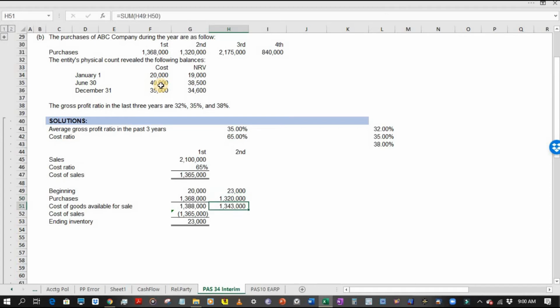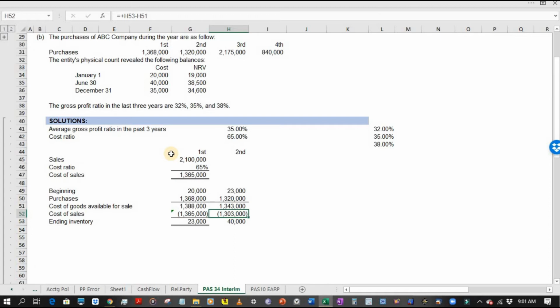So the purchases for the second quarter is 1,320,000 pesos. So our cost of sales will be dependent on the difference between the cost of goods available for sale and ending inventory. And of course, the ending inventory, which is at cost, is 40,000 pesos. So 1,343,000 pesos, which is the cost of goods available for sale, less the ending inventory of 40,000, we have a cost of sales of 1,303,000 pesos.